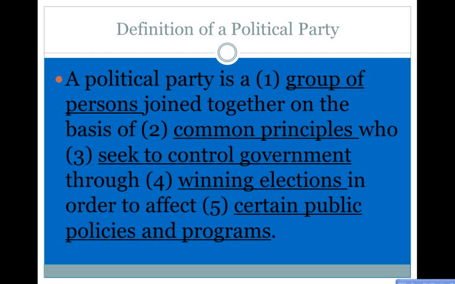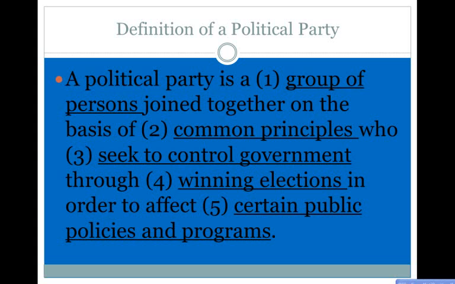This group of people are joined together on the basis of common principles. So they're not just joined together because they like to have a good time or because they are from the same geographic area. They believe in the same things about the government and the way that the government works. These people who are joined together on the basis of common principles, their goal is to control the government. That's what they want. They want to have power, to be the ones who are in governmental authoritative positions making decisions. And in the United States, the way that they seek to control the government is through winning elections.